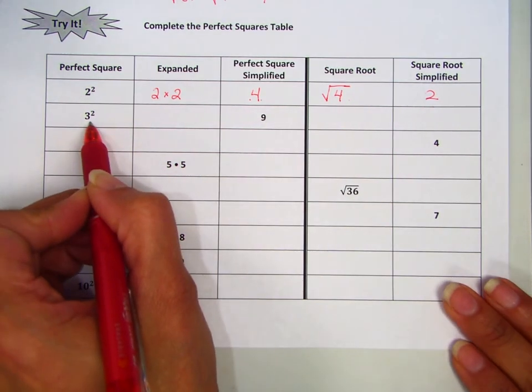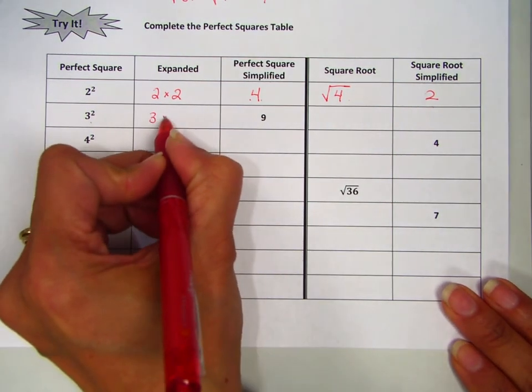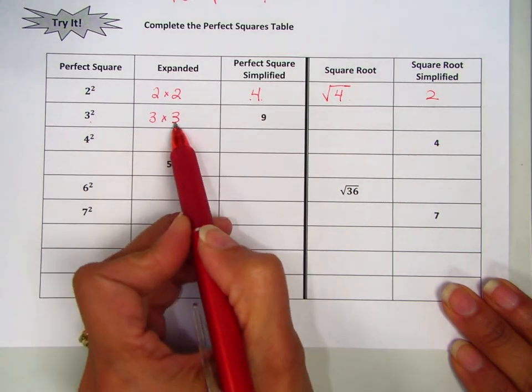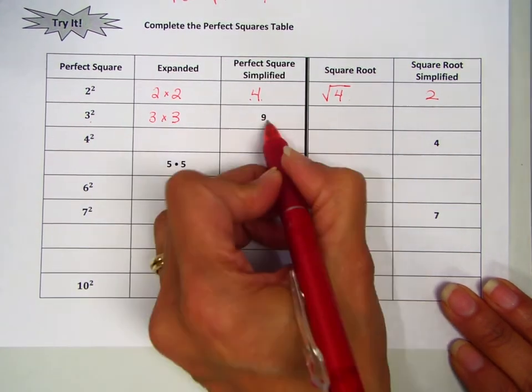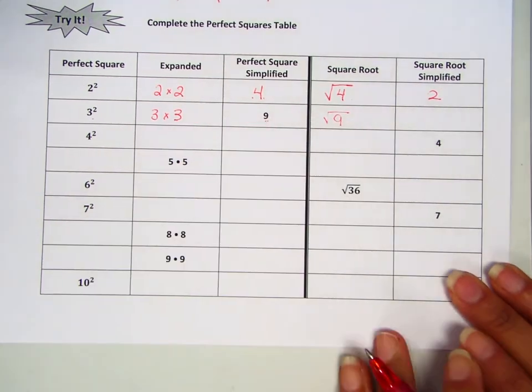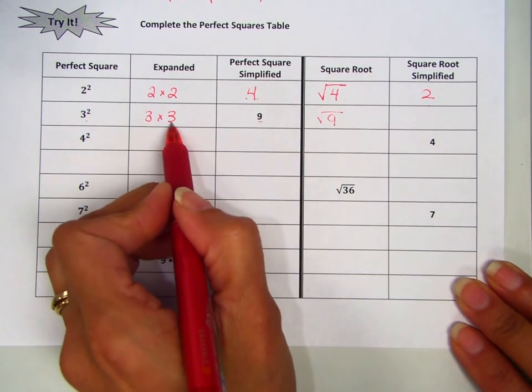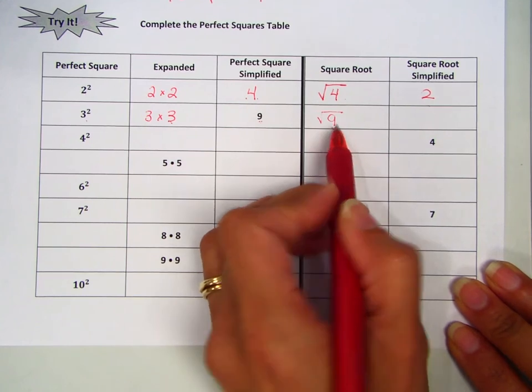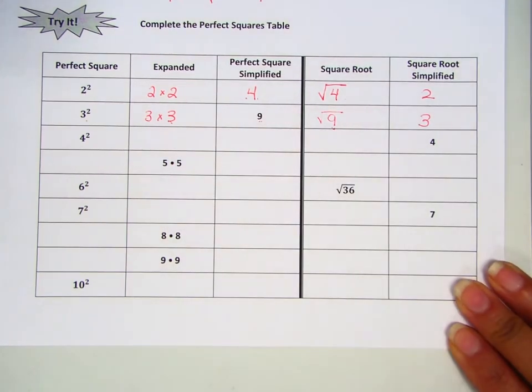Let's try it with 3. 3 squared, let's expand it. 3 times 3, which is 9. So now I need to find the square root of that perfect square. And we know that 3 times 3 is going to give me this 9. So 3 is what the square root of 9 is.